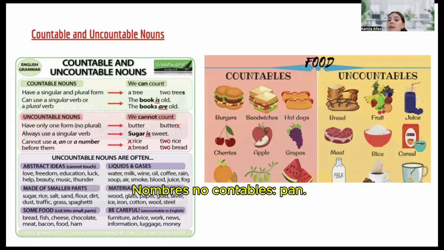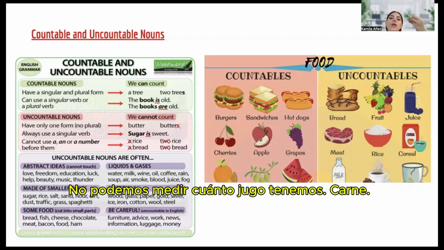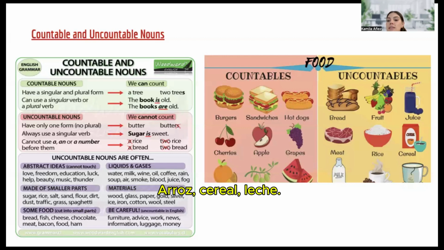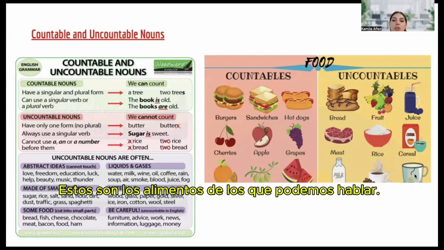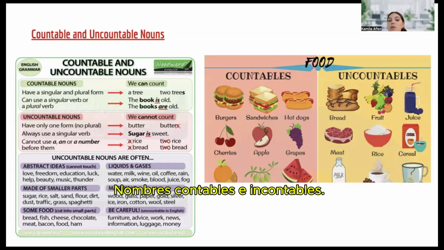All right. Uncountable nouns: bread, fruit, juice, meat, rice, cereal, milk, coffee, and tea. We cannot say I have 1 bread. No. Or I have 2 fruits. What fruits do you have? I have 1 juice. We cannot measure how much juice we have. Meat, rice, cereal, milk, coffee, and tea. All right. So these are the foods that we can talk about as countable and uncountable nouns.